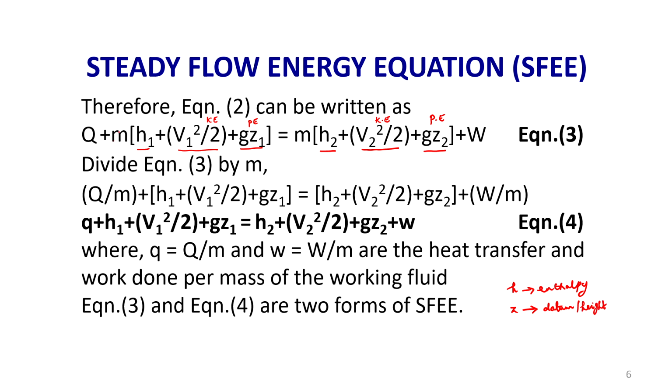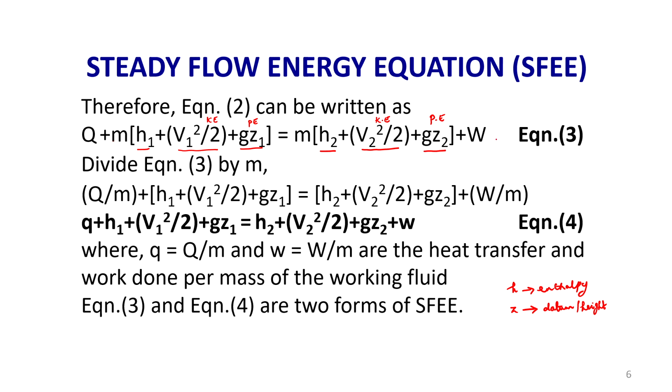So, m into g into Z1 is the potential energy, m V1 square by 2 is the kinetic energy at the inlet. Similarly, here m into V2 square by 2 is the kinetic energy at the outlet, and m into g into Z2 is the potential energy at the outlet. So, this is the Q plus this one. This is based on the energy entering the system, which is equal to the energy leaving the system, E in is equal to E out.